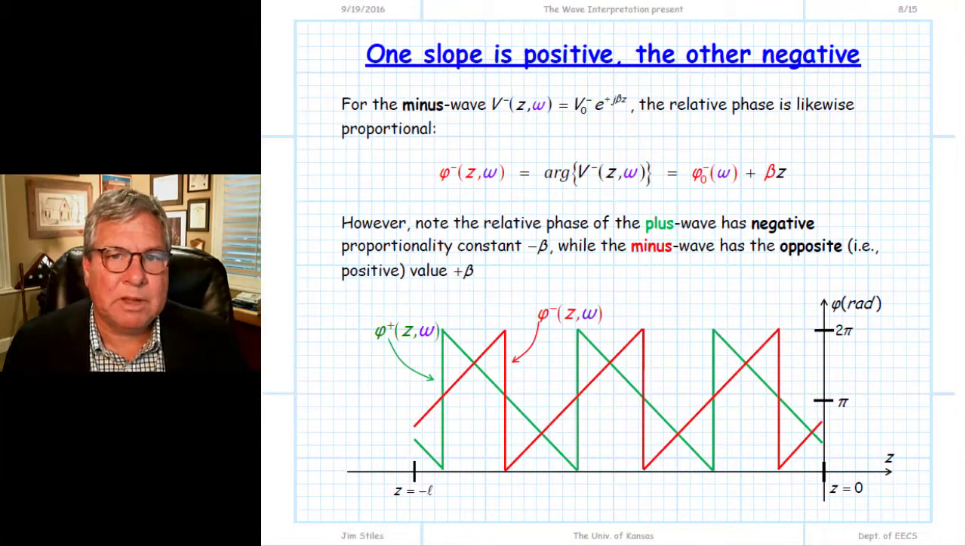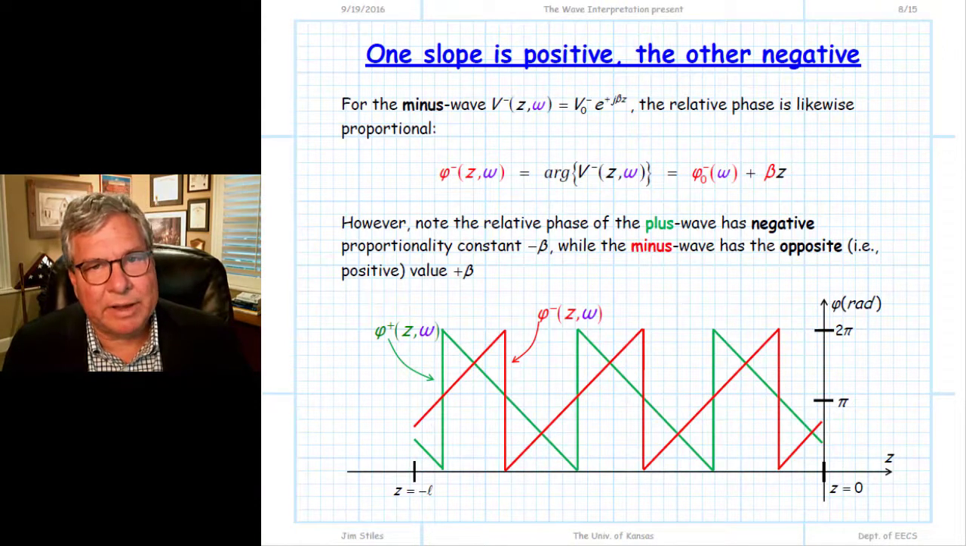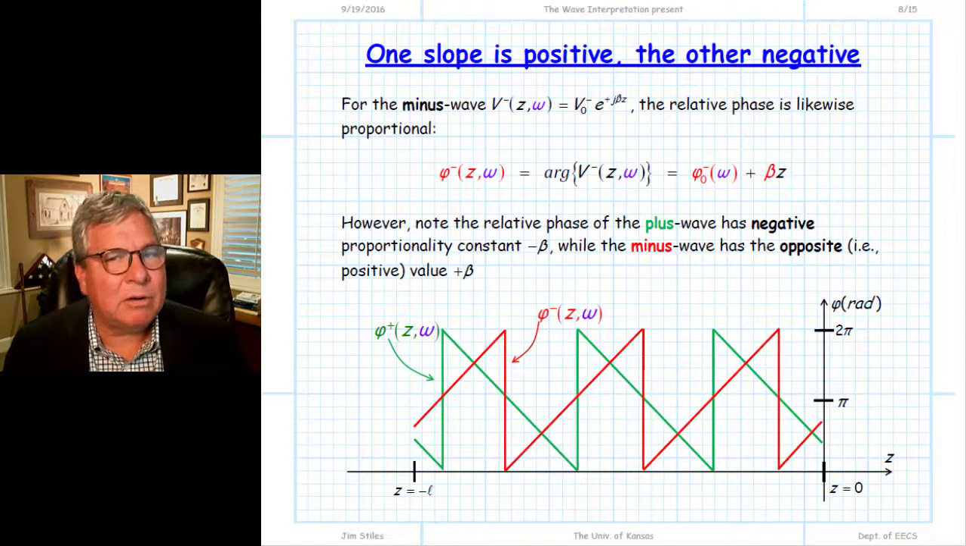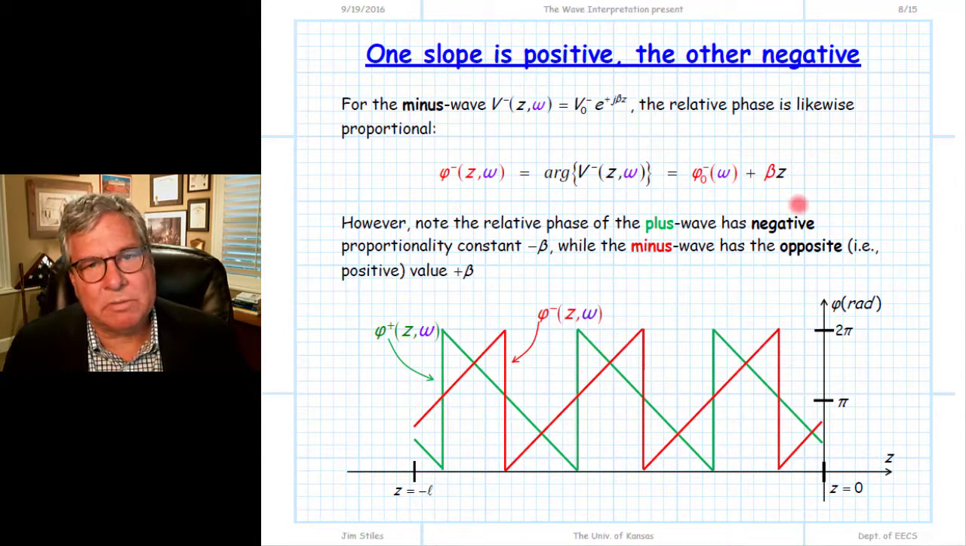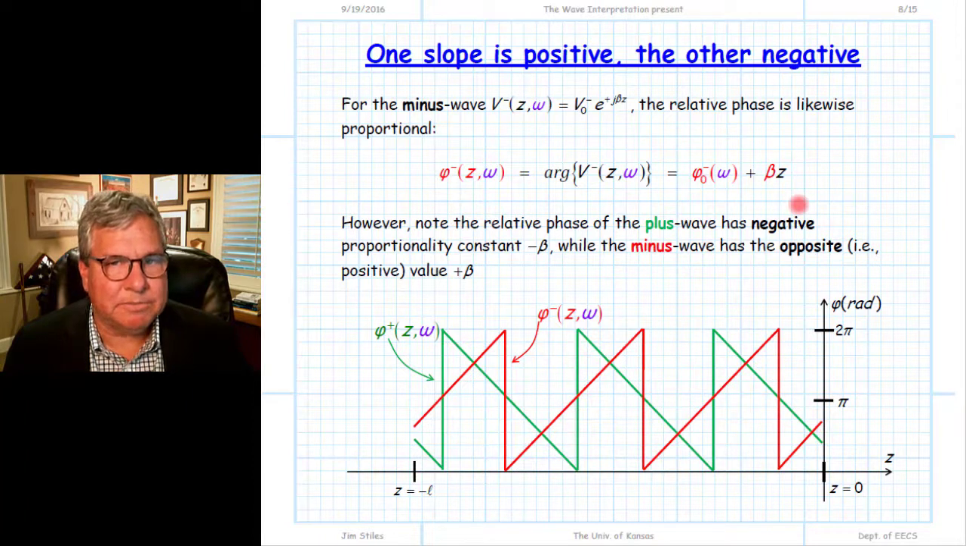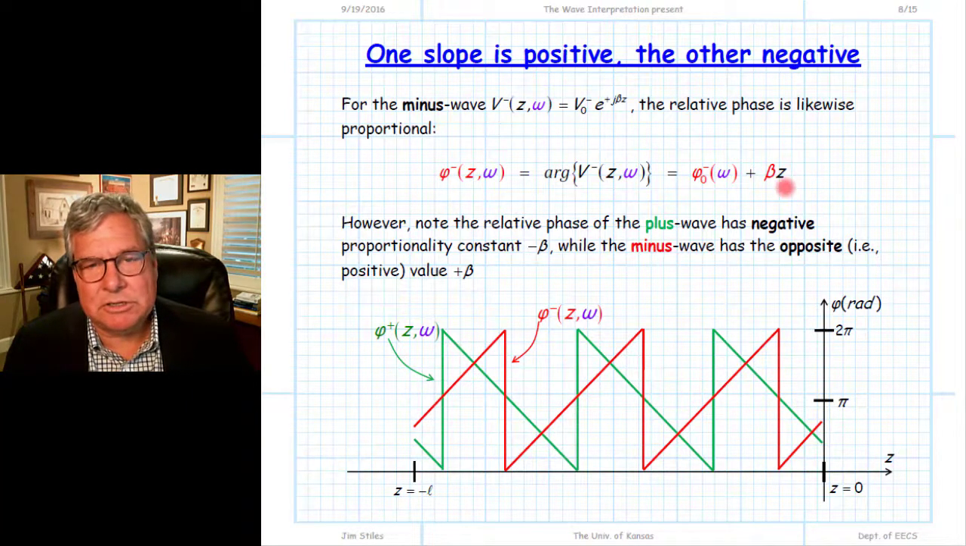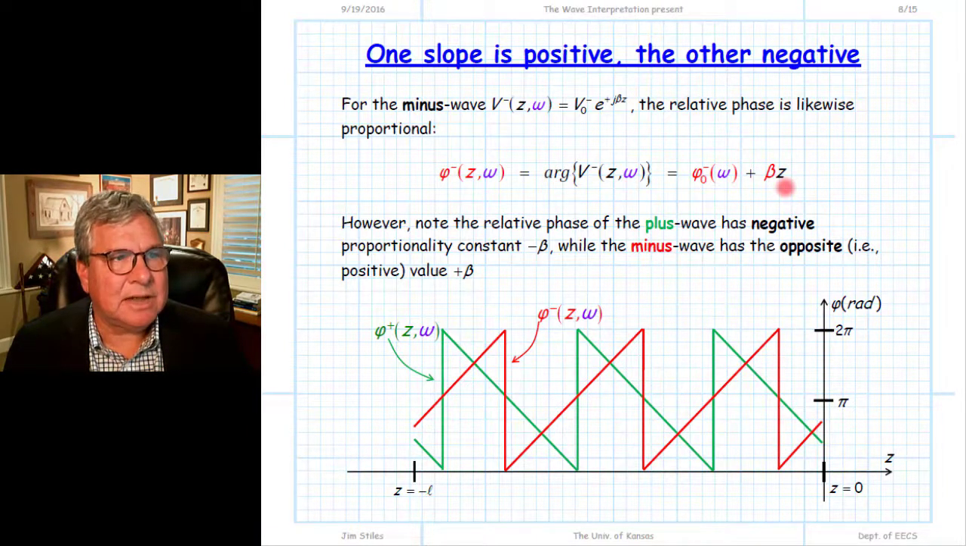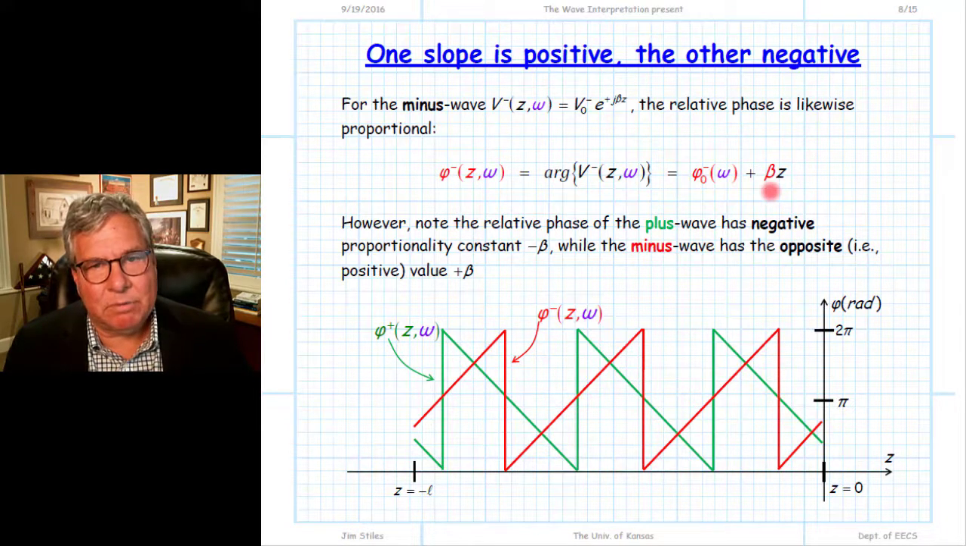So we perform a similar operation on the minus wave voltage function, again trying to determine how its relative phase changes as a function of position as we move up and down the transmission line. We'll get a result that's very similar to what we had for the plus wave phase, but with one important difference. Again, the phase is proportional to the position z. In this case, though, the proportionality constant is not minus beta, it's plus beta. And this is a very important difference.